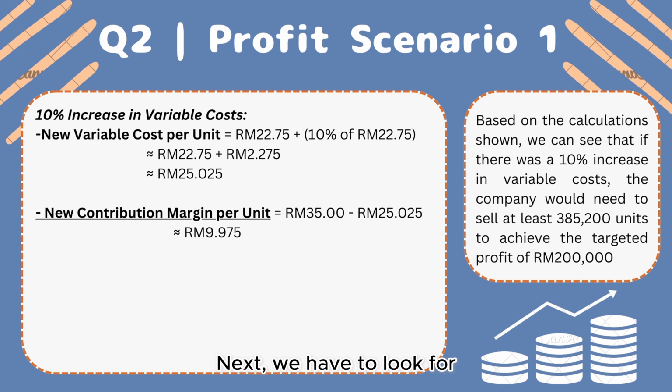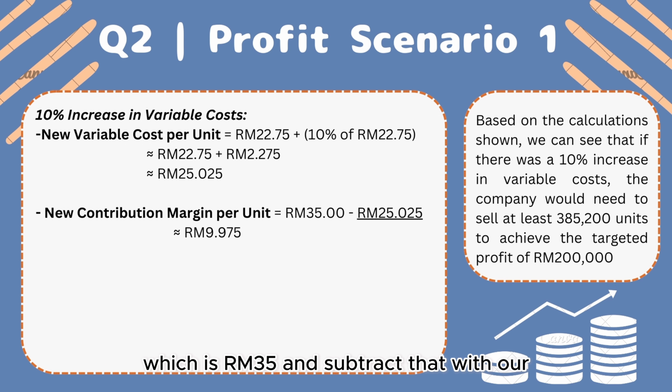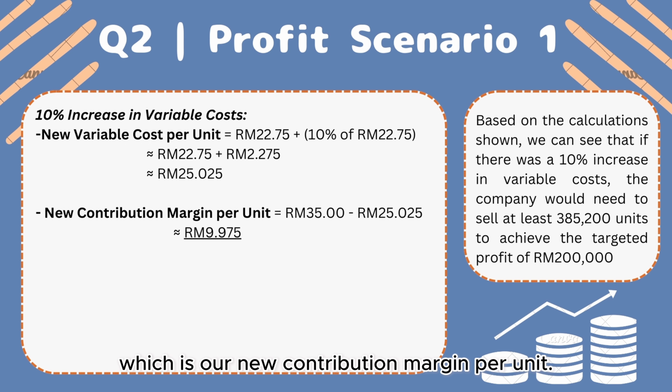Next, we have to look for the new contribution margin per unit. To do that, we need to take our selling price, which is RM35, and subtract that with our new variable cost, which was RM25.025. This totals out to RM9.975, which is our new contribution margin per unit.